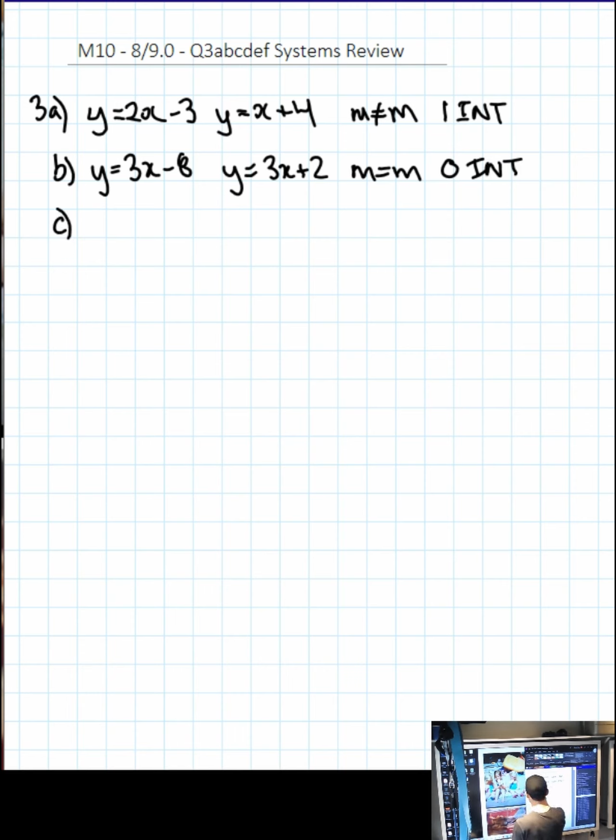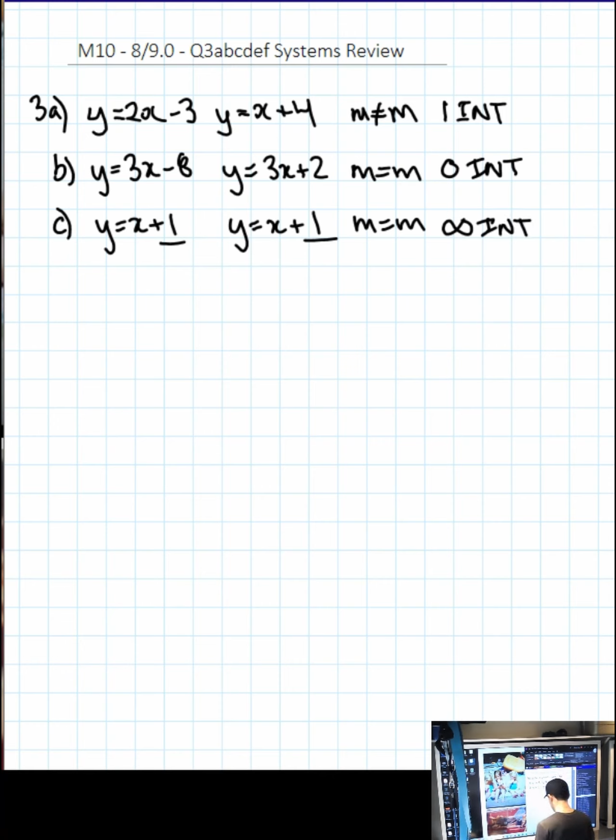Okay, C, we have y = x + 1, and we have y = x + 1. Well, these are the same line, the slope is the same, and they have the same y-intercept. Therefore, these lines are the same line, they're on top of each other, and we have infinite intersections.